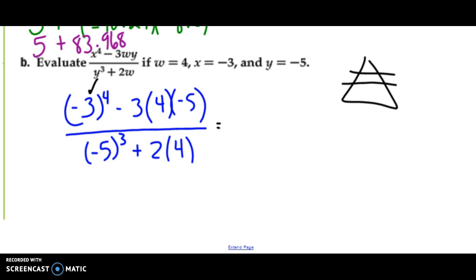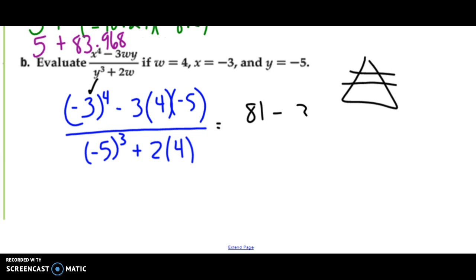Okay, so negative 3 to the fourth power is going to be negative 3 times negative 3 is going to be positive 9 times negative 3 is negative 27 times negative 3 is positive 81. Now be careful, because on your calculator, if you don't put negative 3 in parentheses, you're going to get a negative answer. Okay, so be careful with that.